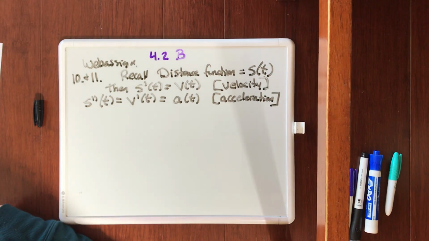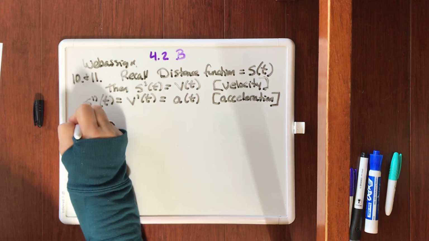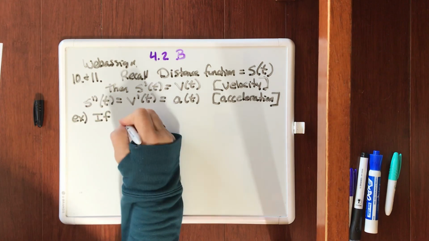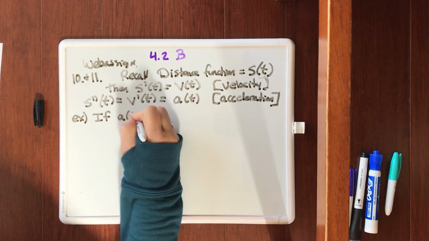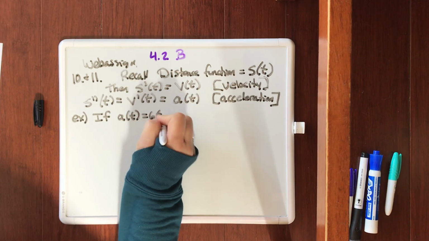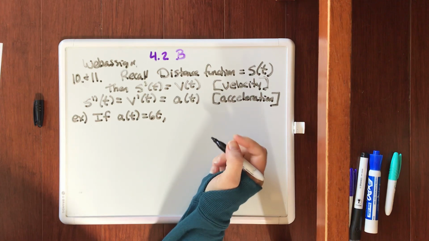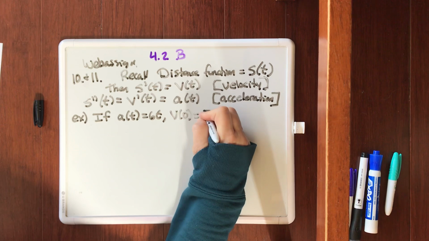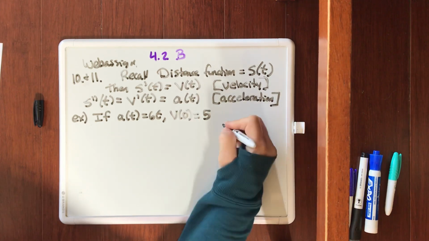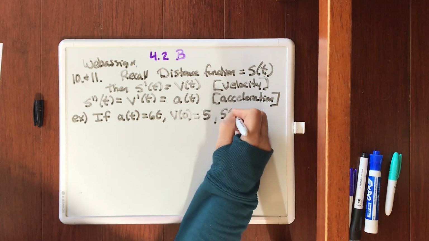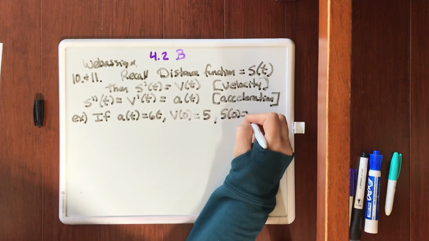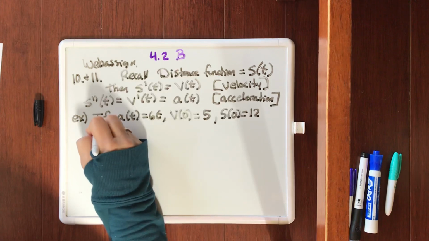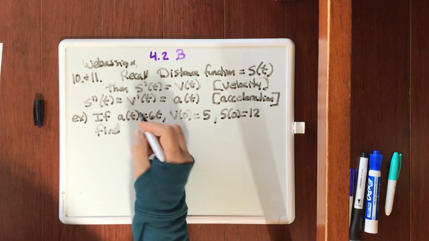Okay, so here's an example of what we're working with. If they give you something like this, say a of t equals 6t, and v of 0 equals 5, and s of 0 equals 12, the problem will be: find s of t.